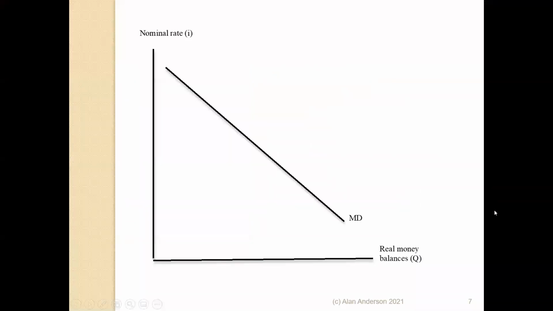Just want to make it a little bigger so you can really see it better. There you go. The nominal rate is on the vertical axis. And here, instead of calling it the quantity of money, economists tend to call this real money balances, meaning the inflation adjusted quantity of money that you're holding.